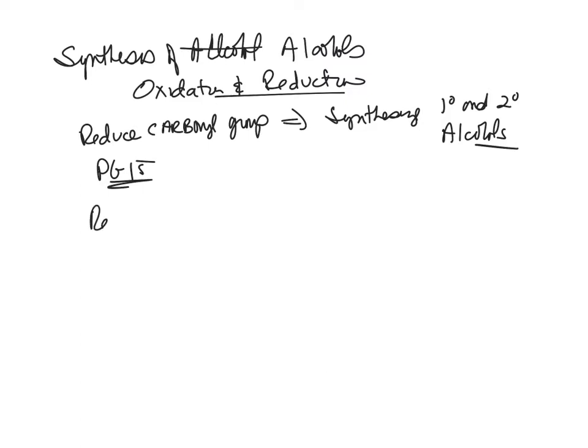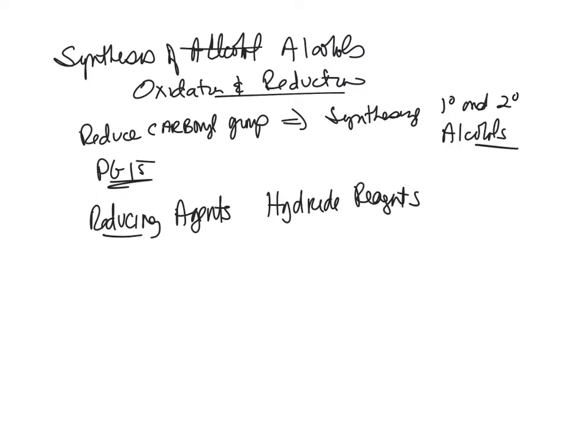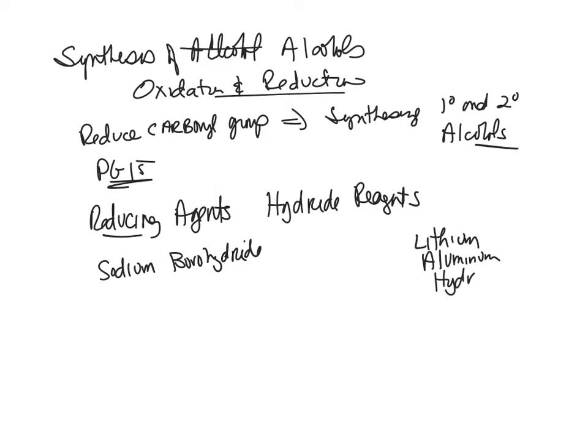Now the reducing agents that you need to know and become familiar with are called hydride reagents. And so you have sodium borohydride, and you have lithium aluminum hydride. So let's look at sodium borohydride. You'll see it's NaBH4, and lithium aluminum hydride is LiAlH4.